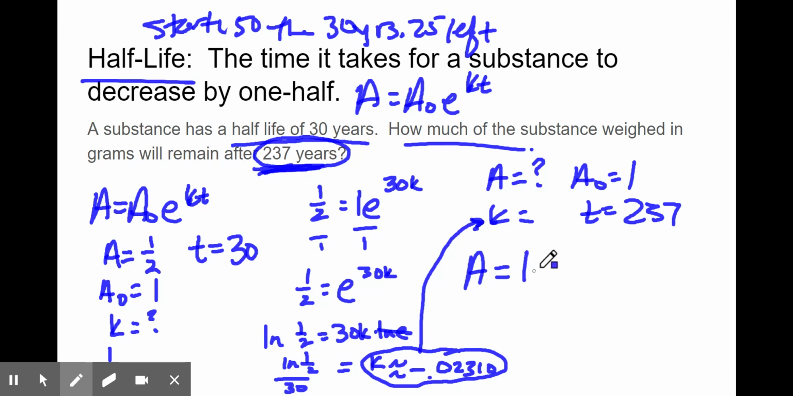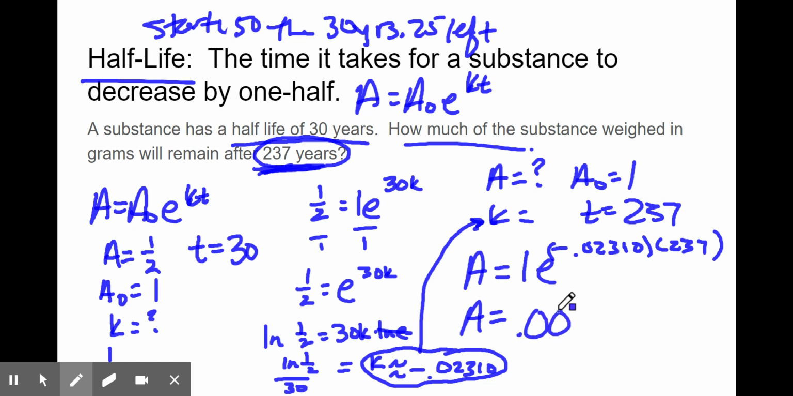So A is equal to 1 e to the negative 0.02310 times 237. Now, if I were you, I'd multiply these two out first, then take e raised to that power. And if you do it correctly, you get 0.0042 grams. Okay, so almost nothing is left after 237 years. Almost nothing. 0.0042 grams.